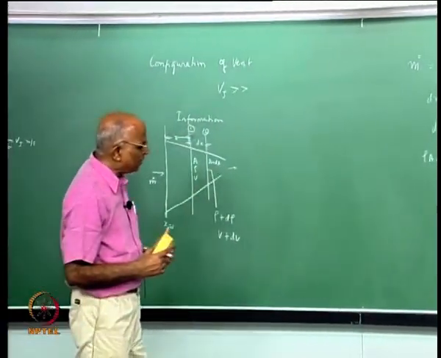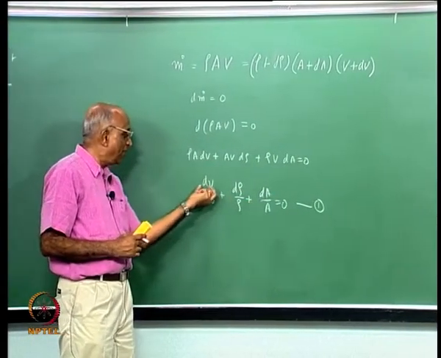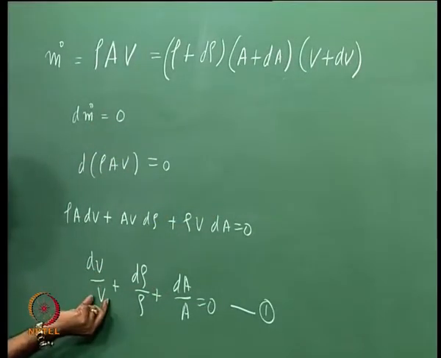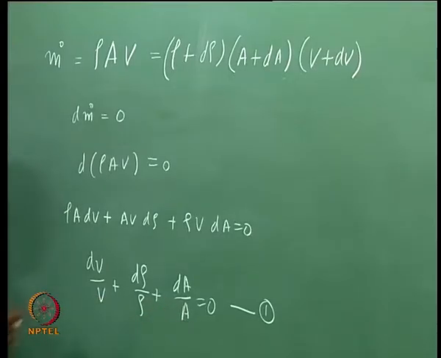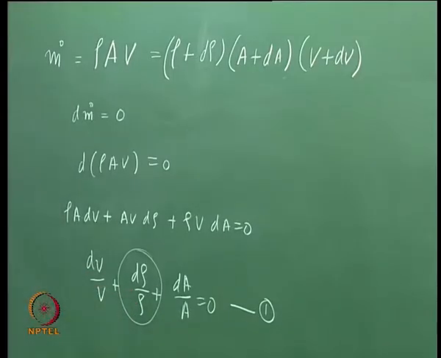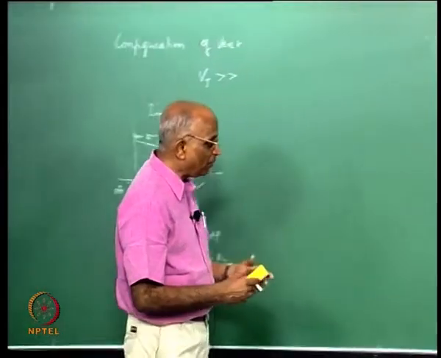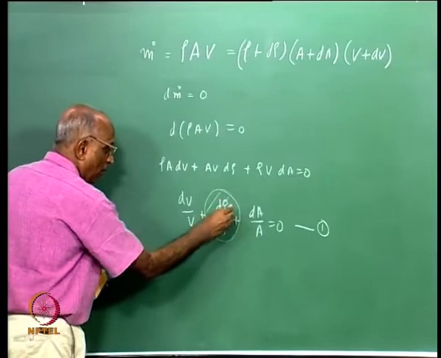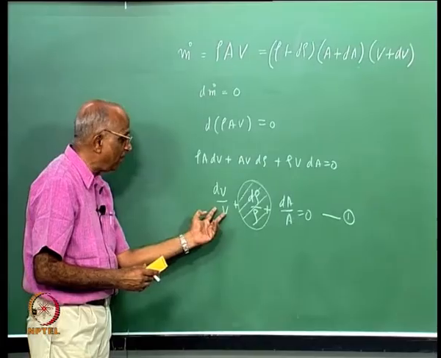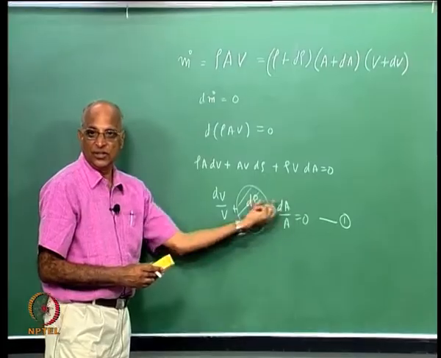Now, why did I derive this? I wanted to find out what change in area will give me a high value of velocity, and therefore, my aim is to relate dV by V with dA by A. Unfortunately, I am left with d rho by rho, because the flow I assume is compressible and the density is changing. I am left with this one term, d rho by rho, which I should express either in terms of dV by V or dA by A to be able to find the dependence of velocity on the change in area.